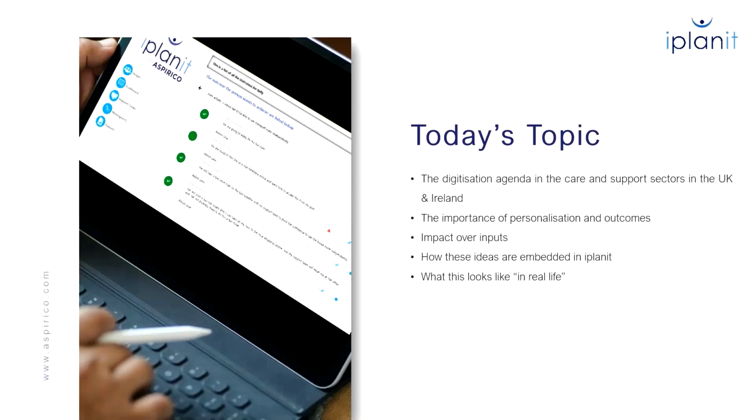So today we're going to be looking at what digitisation in social care specifically looks like in the UK and Ireland at the moment, and the direction of travel. That direction of travel is about using the digital revolution to focus on personalisation and outcomes-based approaches, moving from measuring and evidencing inputs to looking at the real impact that social care has. How do we measure that?